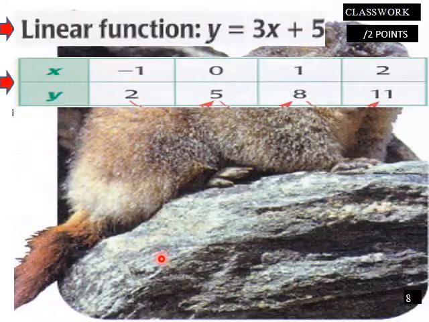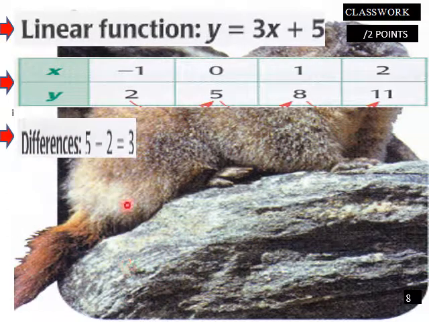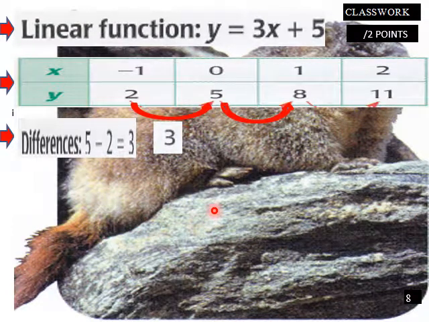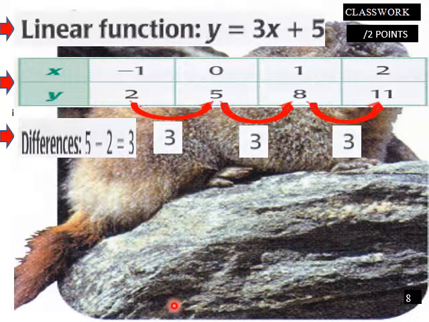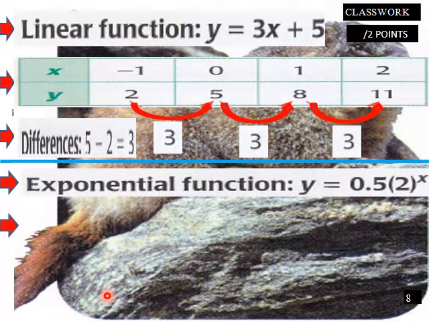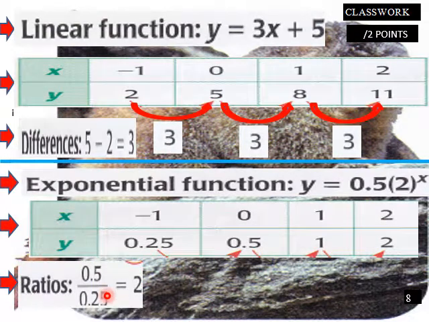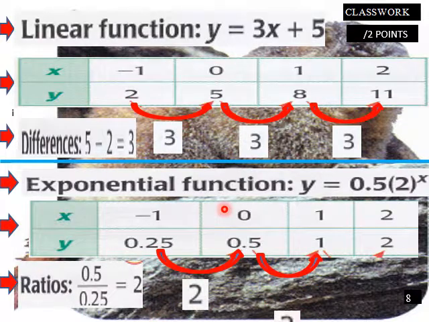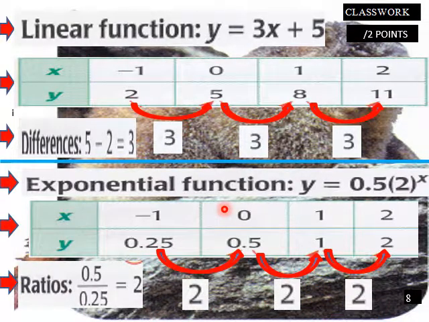For the linear function, the difference of 5 minus 2 is 3. So we have a difference of 3, a difference of 3, and a difference of 3. That's constant. An exponential function would be like this. You have a ratio here: 2 times 2, then times 2, and then times 2. So instead of adding, you're multiplying these outputs by 2 with increments of 1 in your input.